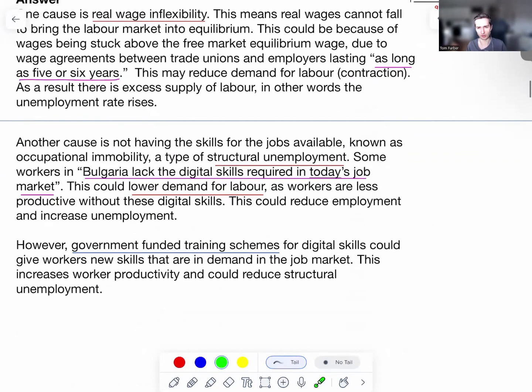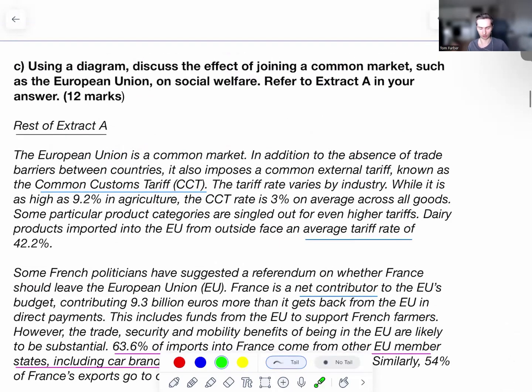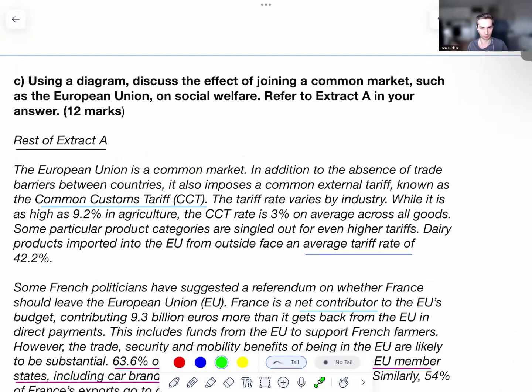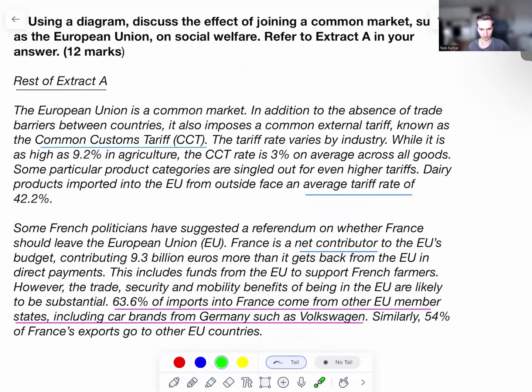So for the 5 and 8-mark question, I recommend trying to get through those relatively quickly because these are points-based questions. Using a diagram, discuss the effect of joining a common market, such as the European Union, on social welfare. Refer to extract A in your answers. This is the 12-mark question. Now, let's use the rest of extract A. I've reprinted it here in italics, and discuss how we can use this for our answer.